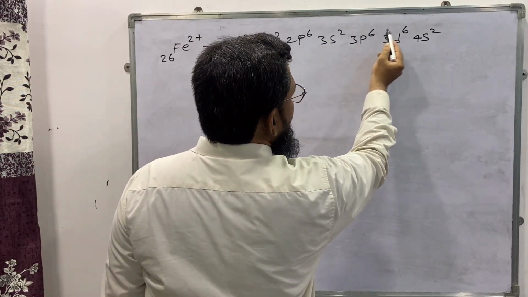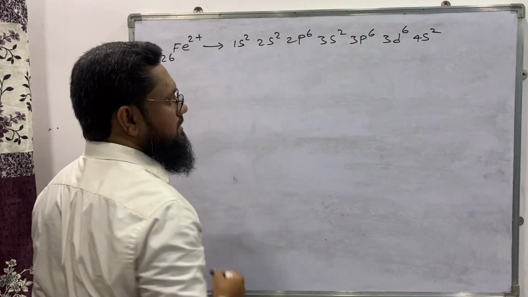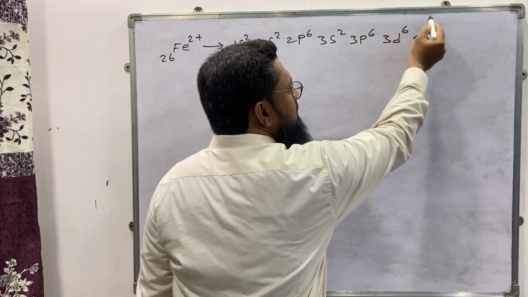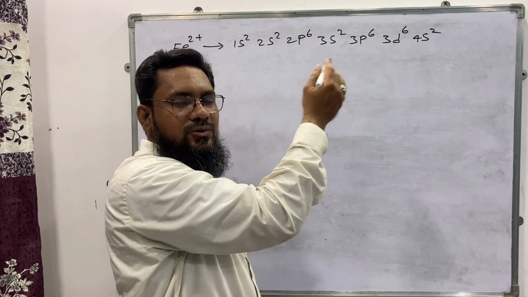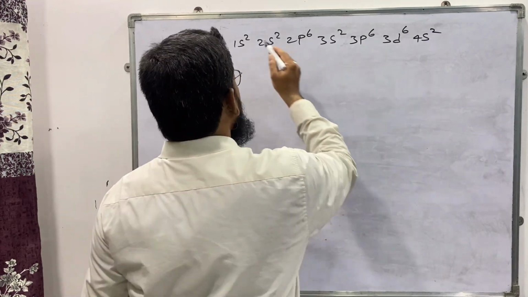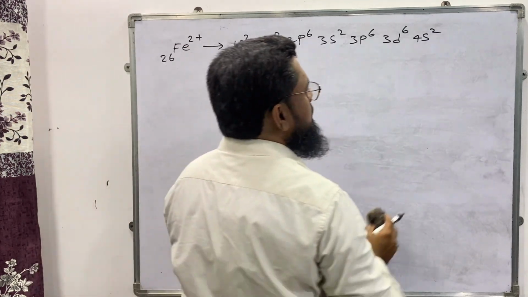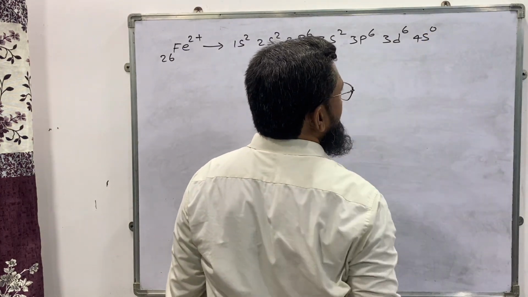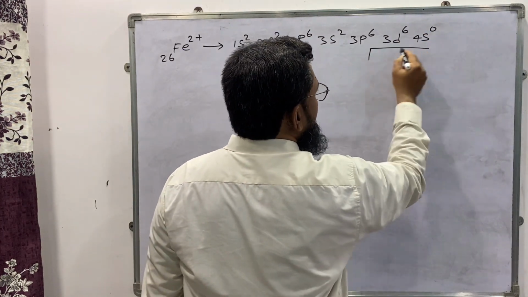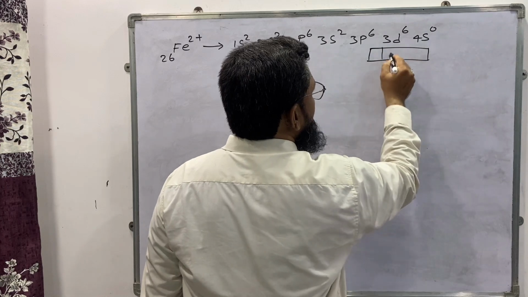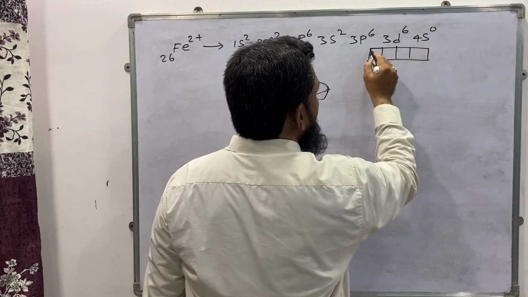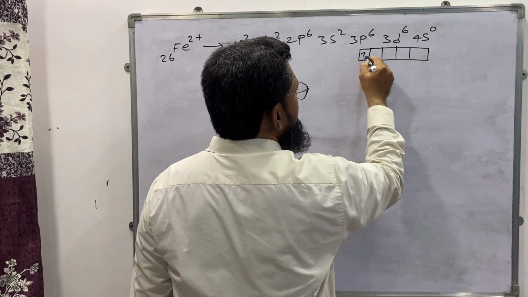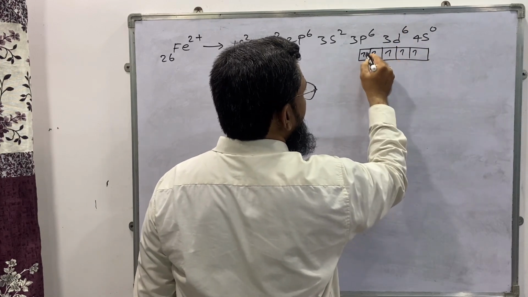So 18, 20, 26. According to Aufbau principle, 4s should come first and 3d next. But as we are removing the electrons, I have written like this. How many electrons do we have to remove? 2 electrons. So we remove the 2 electrons from here. So when you remove the 2 electrons, we don't have any electrons here. If you take the 3d, we have the 5 d orbitals. So in these 5 d orbitals, we have 6 electrons. So 1, 2, 3, 4, 5 and 6.